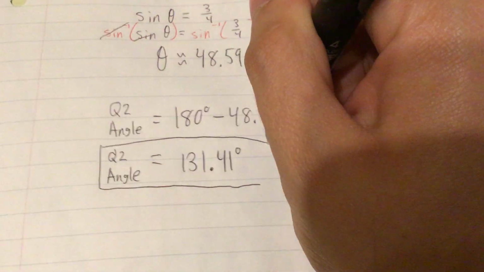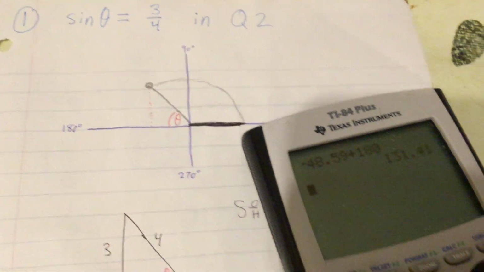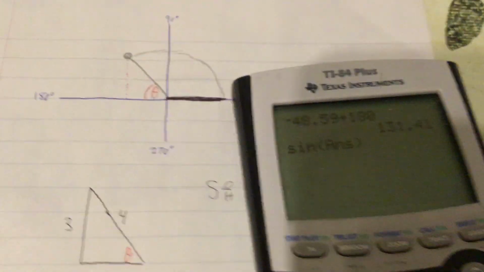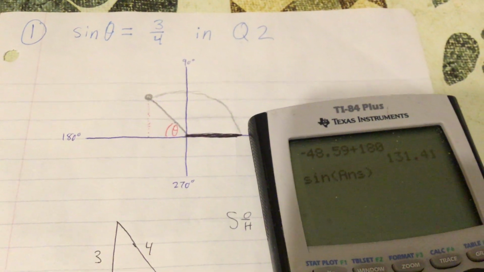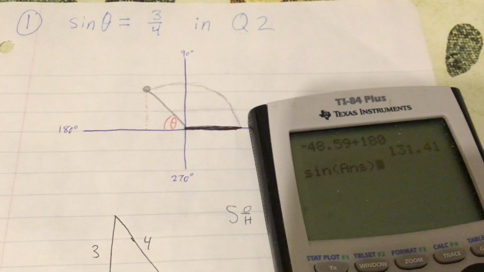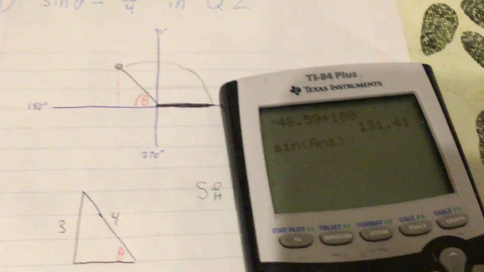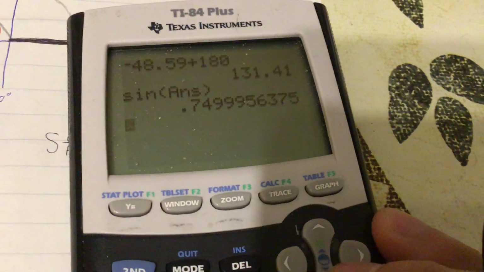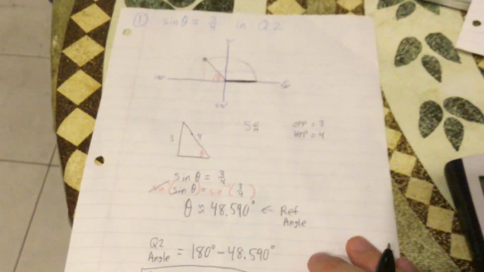Now, if you want to check your work, you can always compare the sine of the angle that you figured out, sine of 131.41. And since 3/4 as a decimal is 0.75, I bet you that this angle, 131.41 degrees, that sine ratio is going to be about 3/4. 0.749999. Yeah, there we go. Pretty much 0.75. The more decimal places you use, the more accurate your solution will be.